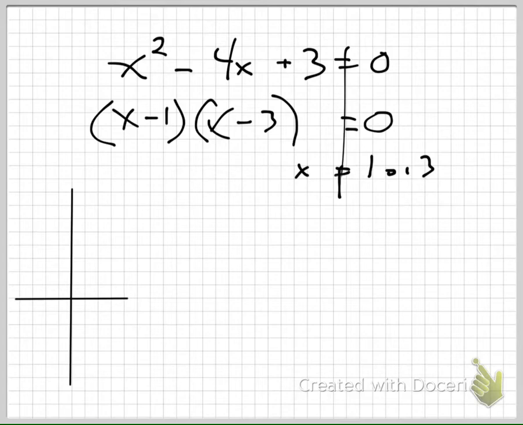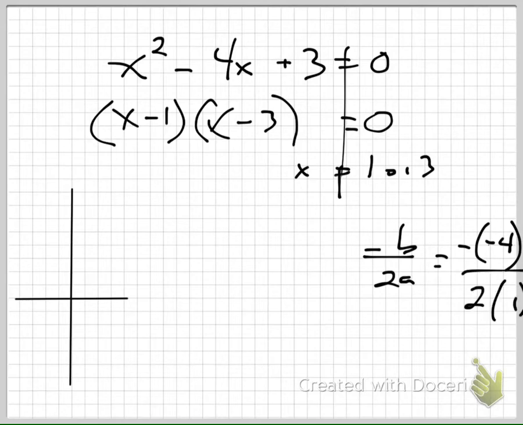Let's do it then. There's our coordinate plane. First thing we have to do is find minus b over 2a, which is the axis of symmetry, right? So minus b over 2a equals minus negative 4, that's why we put things in parentheses, over 2 times 1. So 4 over 2 is 2. So the axis is here on 2.